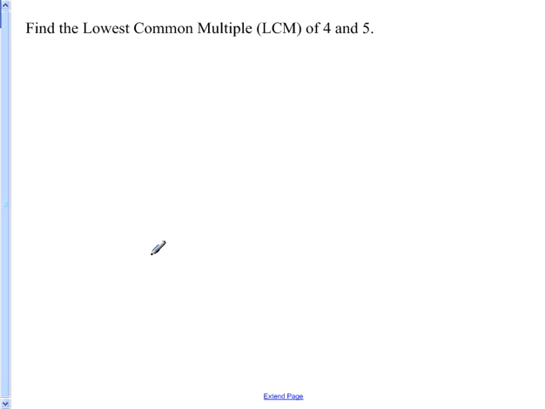Today we'd like to talk about finding the lowest common multiple of two or more numbers. A multiple, remember, is always larger than the original number. So for instance, multiples of 4 would be 4 times 1 is 4, 4 times 2 is 8, 4 times 3 is 12, 4 times 4 is 16, 4 times 5 is 20, and we can keep working this way.